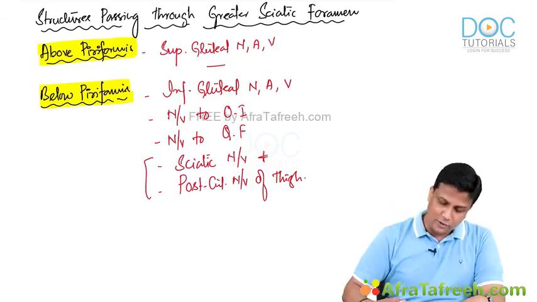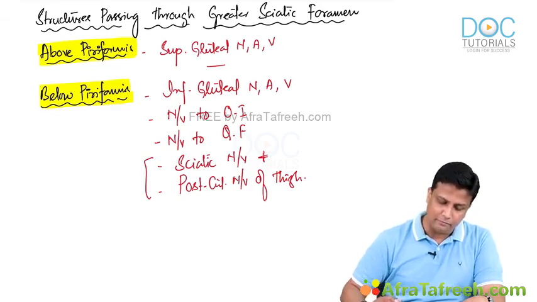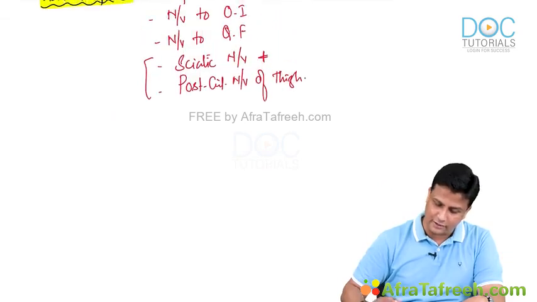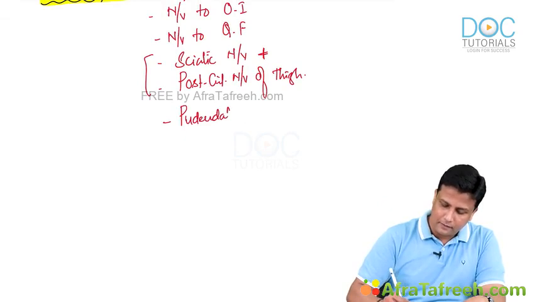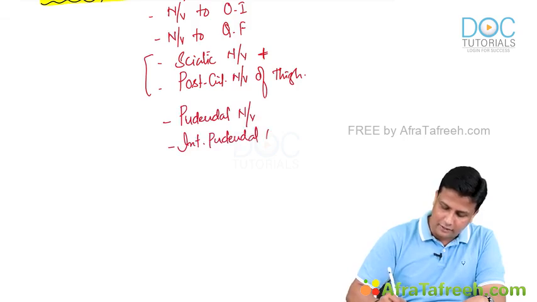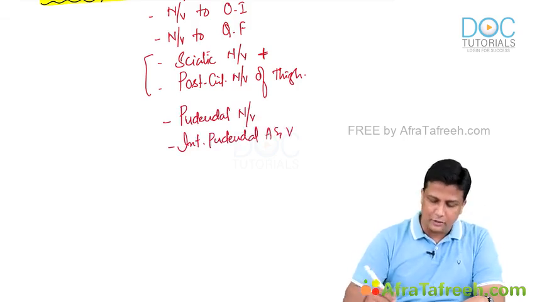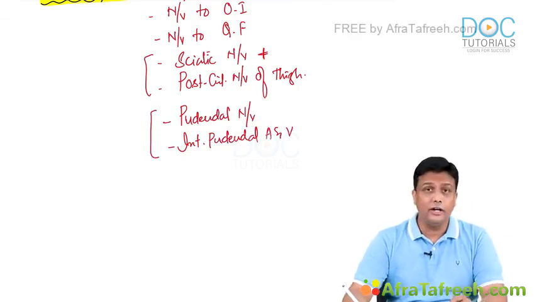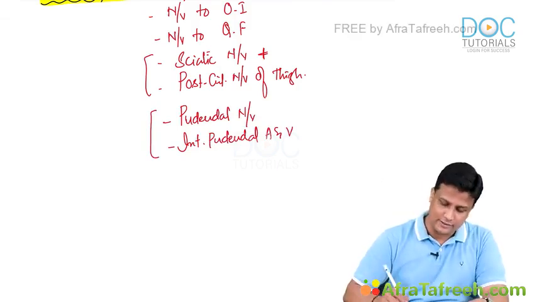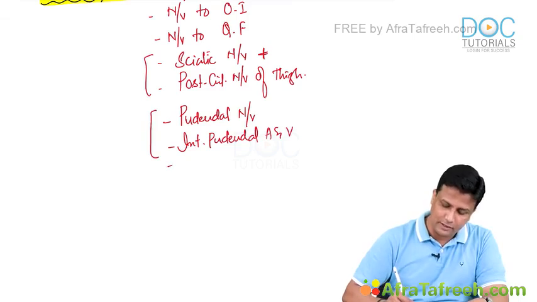It's clear? Now once you are clear with this, there are certain more structures which are going to pass through the greater sciatic foramen below piriformis. Let us just add them here, guys. That will be the pudendal nerve, and that pudendal nerve along with the internal pudendal artery and vein. And even the nerve to obturator internus also, guys. Even there will be nerve to obturator internus.